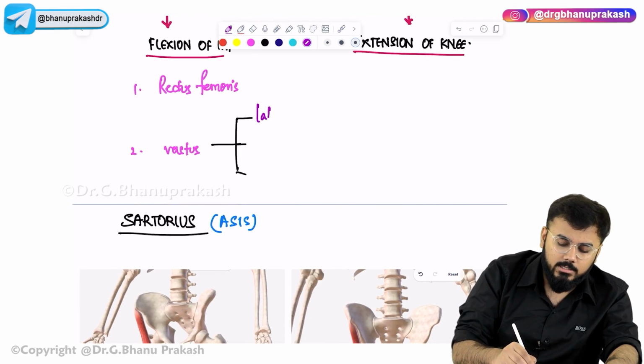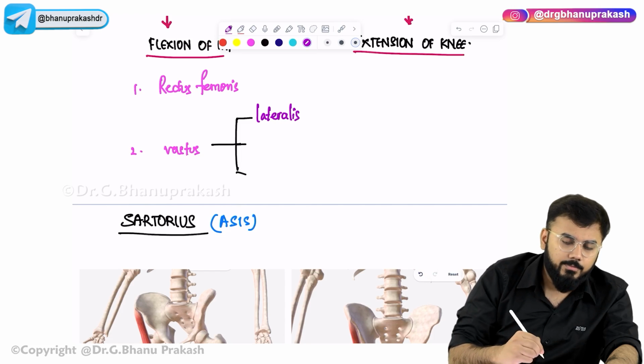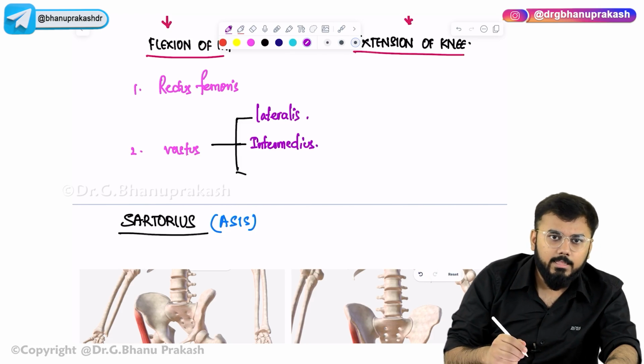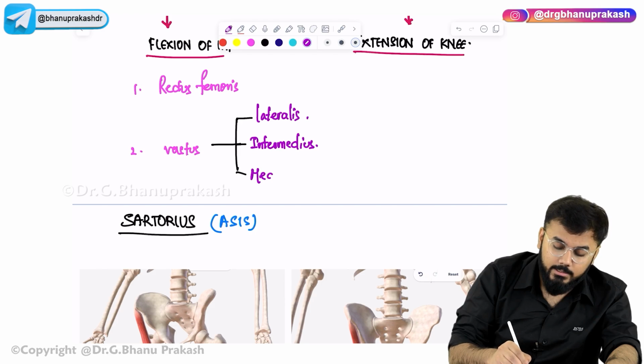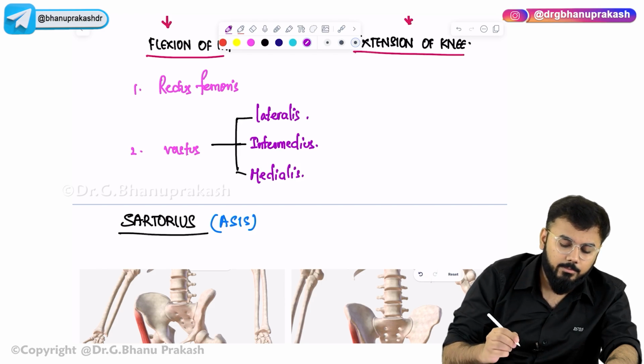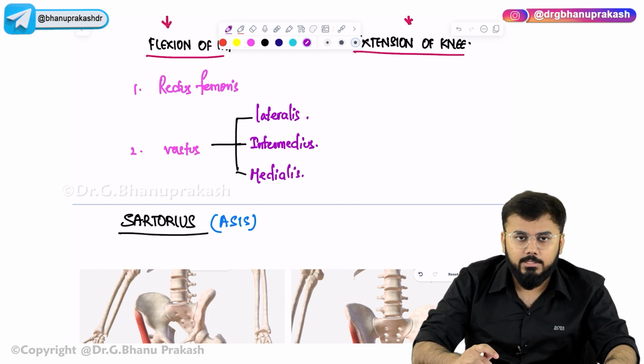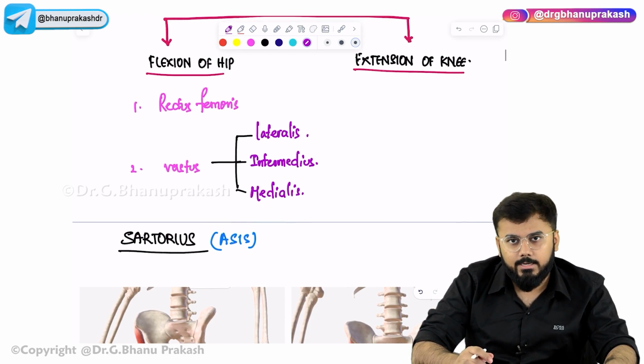What are those three important vastus muscles? One is called vastus lateralis. Another one is called vastus intermedius, and the third one is called vastus medialis. So there are three important vastus muscles: vastus lateralis, intermedius, as well as medialis. And next we have got the rectus femoris.